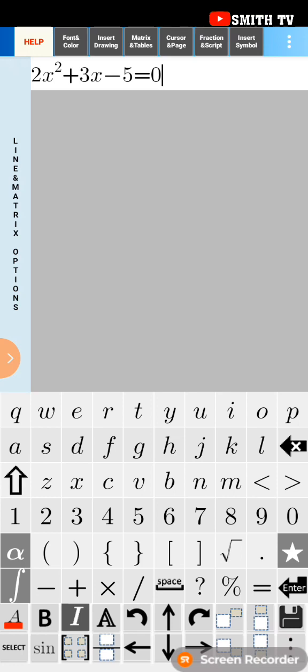Today's topic is quadratic equation by factorizing. The question you can see on the screen is 2x squared plus 3x minus 5 equals 0. Now I'm going to show you how to factorize this. The first thing I'll do is to write my solution.